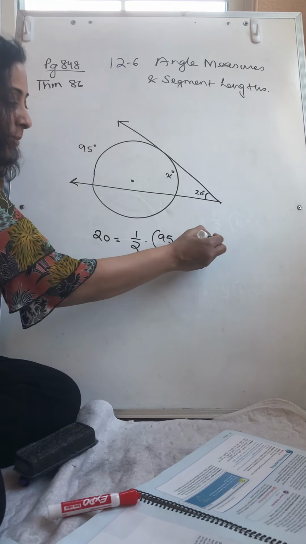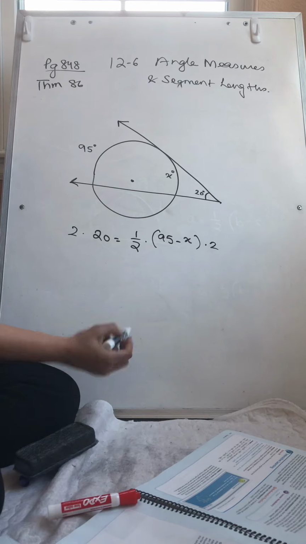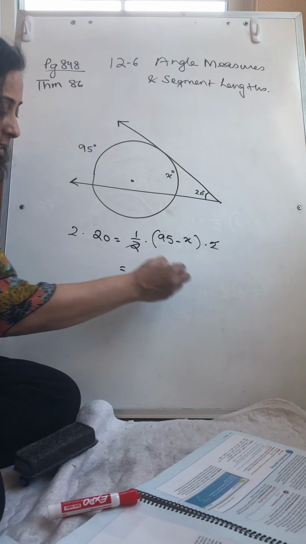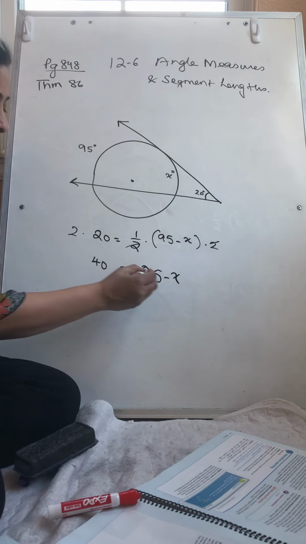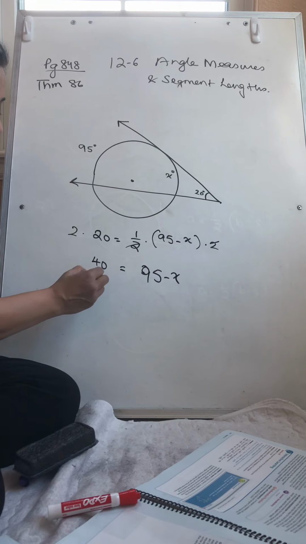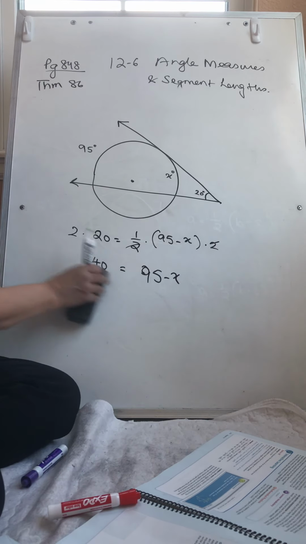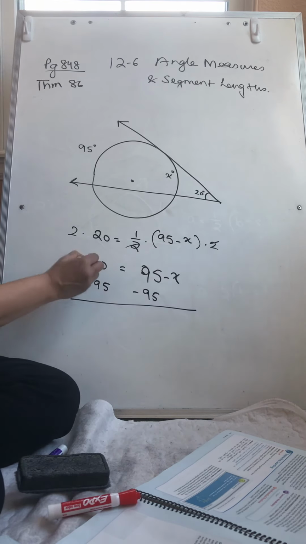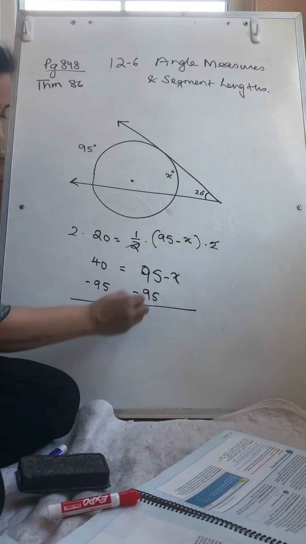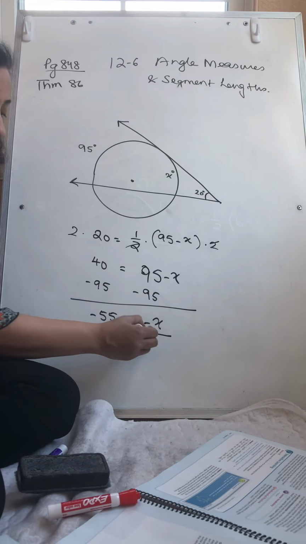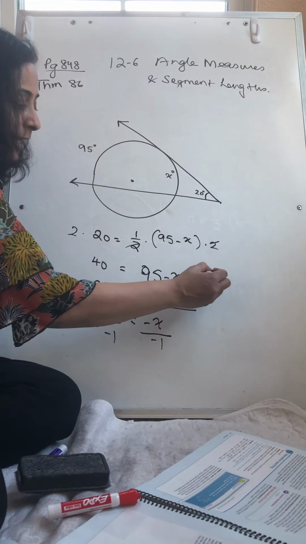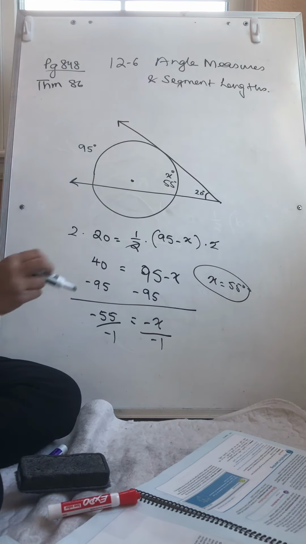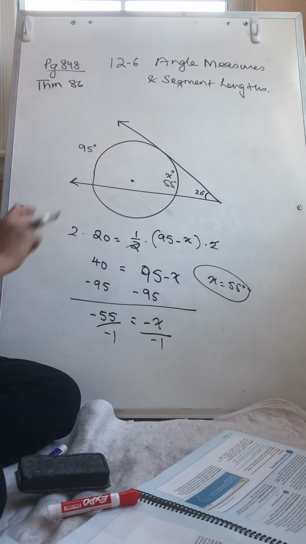So get rid of the half by multiplying it by 2, which means you multiply by 2 here. 2 divided by 2 is just 1. So I'm left with 95 minus x equals 40. I'm going to subtract 95 from both sides. So I get negative 55. I'm left with negative x. I don't want negative, I want positive. So I divide, I get x is 55 degrees. So this is 55. See, the difference is 40 and this is half of that. Good?